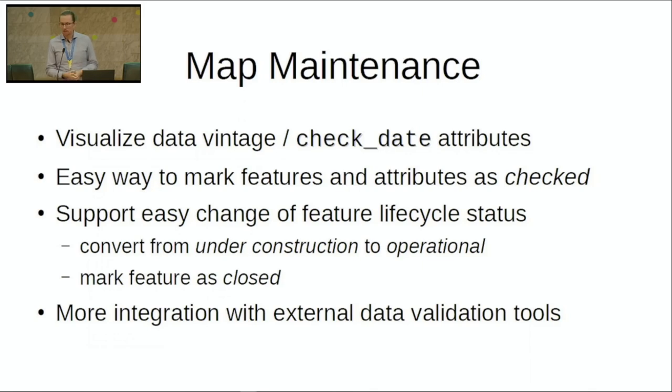Or, also the other way around. Let's say a shop closed, then it should be just one click to mark it as closed. Because you could technically just delete it, but that also has its problems, because some other mappers might come around and just remap it, maybe based on old street level imagery. So leaving it there and marking it as closed is maybe a better approach. And for map maintenance, it could also make sense to integrate more and more external data validation tools to help with this job.